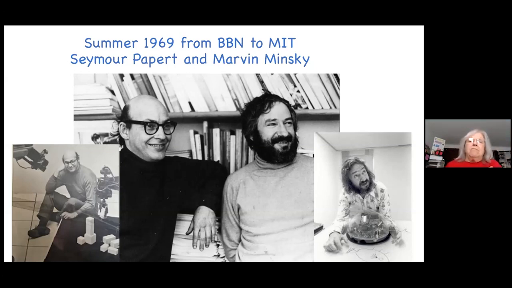And so in the summer of 1969, I joined Seymour at the MIT AI lab. By then it was an AI lab where Seymour and Marvin were co-directors. And sort of subliminally, Marvin had always had an influence because he and Seymour would talk about thinking in children and how they think. And I would talk to Seymour about projects and children and how they think.